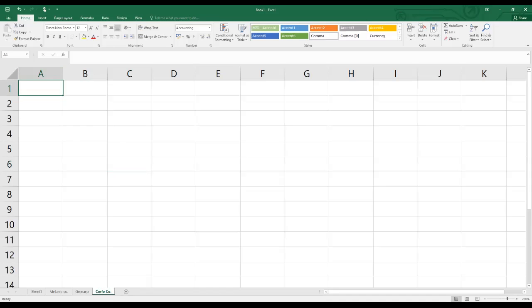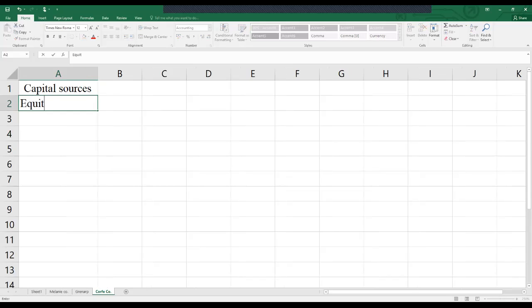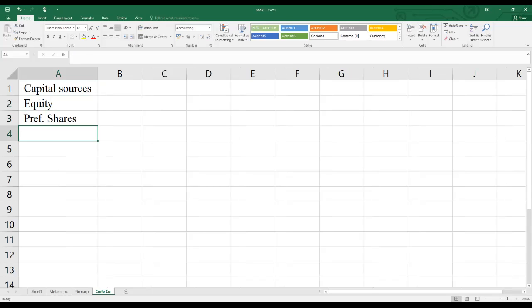Okay, so capital sources. There are 4 of them. So we have equity. We have 6% preference share. So we have preference share. We have loan notes. We have bank loan. Okay, so those are the 4 sources of company finance.